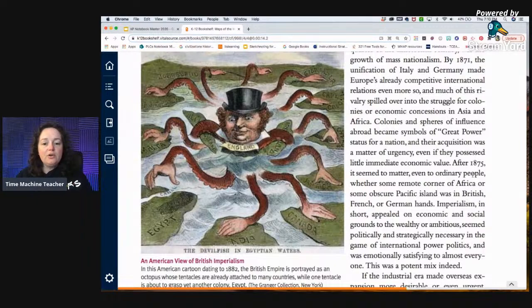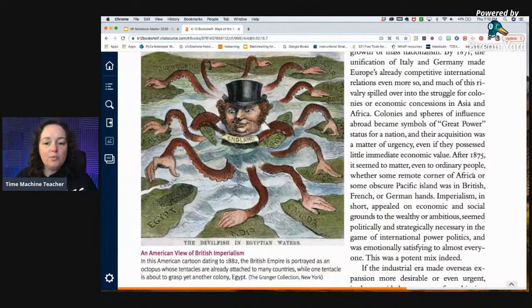Imperialism, in short, appealed on economic and social grounds to the wealthy or ambitious, seemed politically and strategically necessary in the game of international power politics, and was emotionally satisfying to almost everyone. That was a potent mix indeed. So not only were the rich supporting this, but also the middle class and the laboring class. They were all kind of supporting this idea that we have to be the best European nation and have as many places under our control as possible. So put that down underneath nationalism, that everyone was supporting this idea that their country had to be the best.